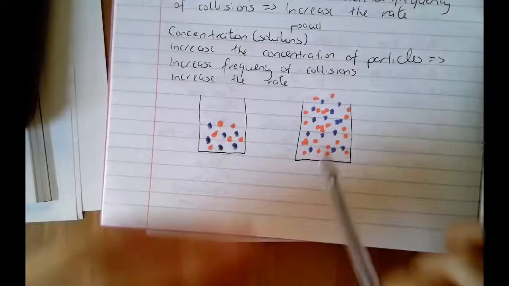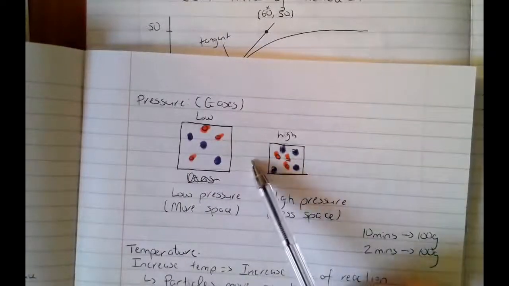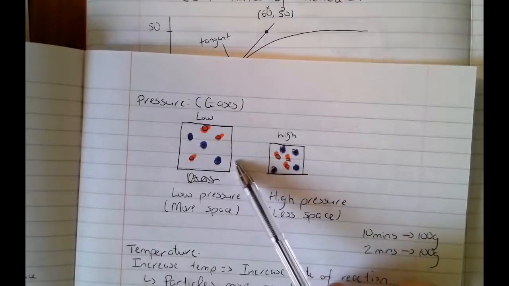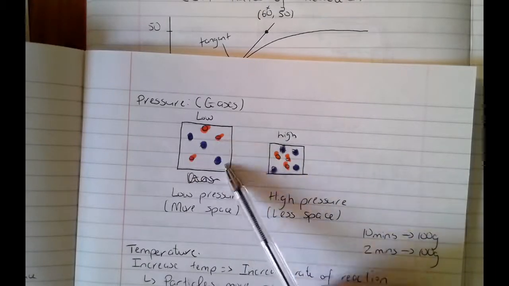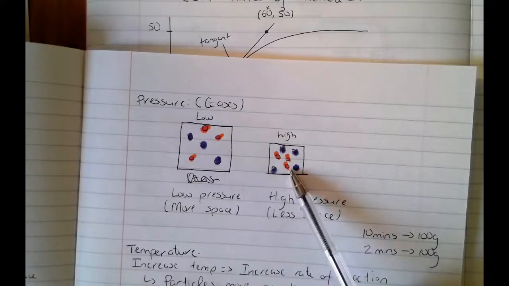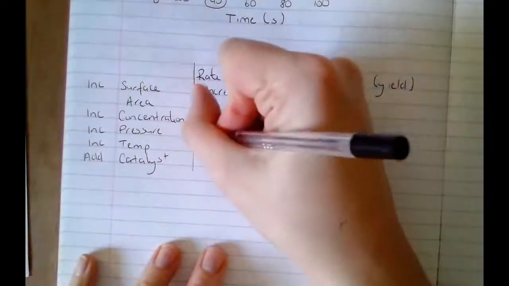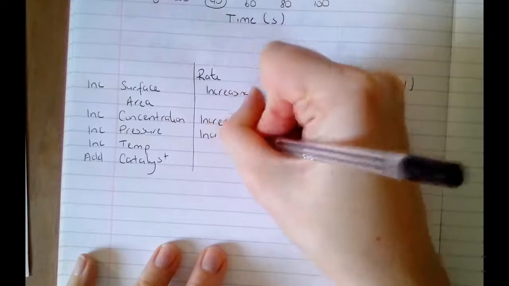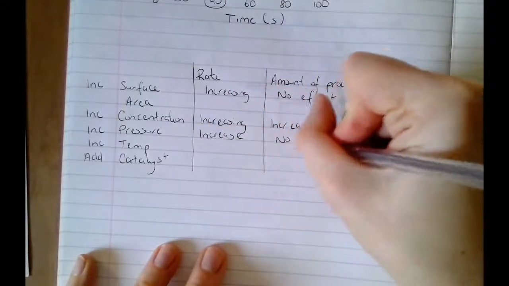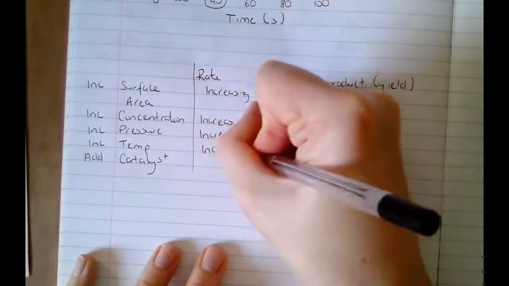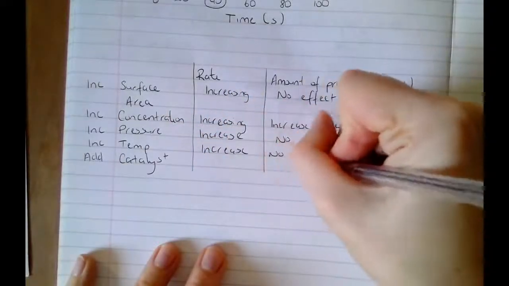With the gases, again, when I was looking at pressure, I'm going from low pressure to high pressure, but I'm not increasing the amount of particles I've got. I've got 3 orange dots and 3 blue dots. I've still got 3 orange dots, 3 blue dots. Yes, the reaction will be faster, but I'm not going to increase the amount of product formed. So if I increase the pressure, I'm going to increase the rate, but I'm going to have no effect on the yield. Temperature, again, we saw that it would increase the rate, but again, it's going to have no effect.